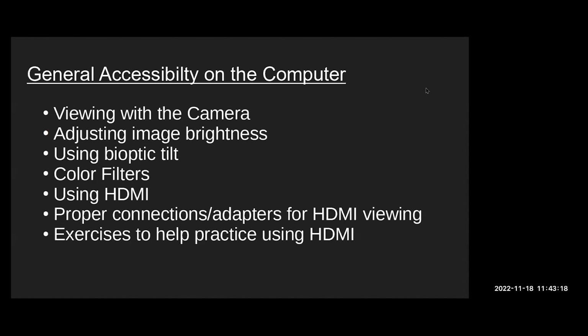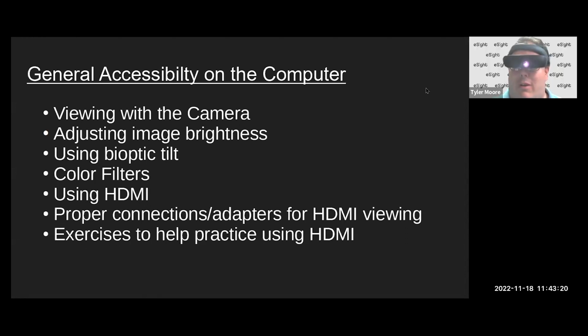With the general settings, you can also adjust the image brightness. Sometimes when you're looking at a computer screen, because it is a light source, the image might be oversaturated or a little washed out. So what you may want to do is go into the image brightness on your eSight 4 and lower it, so you're able to see less saturation of the color and the image looks better. Similarly, on an eSight 3, you would lower the exposure.